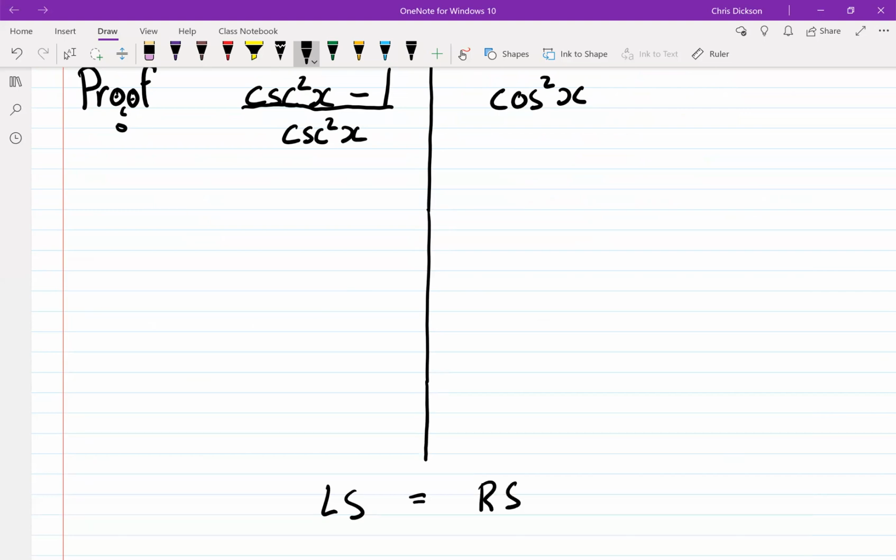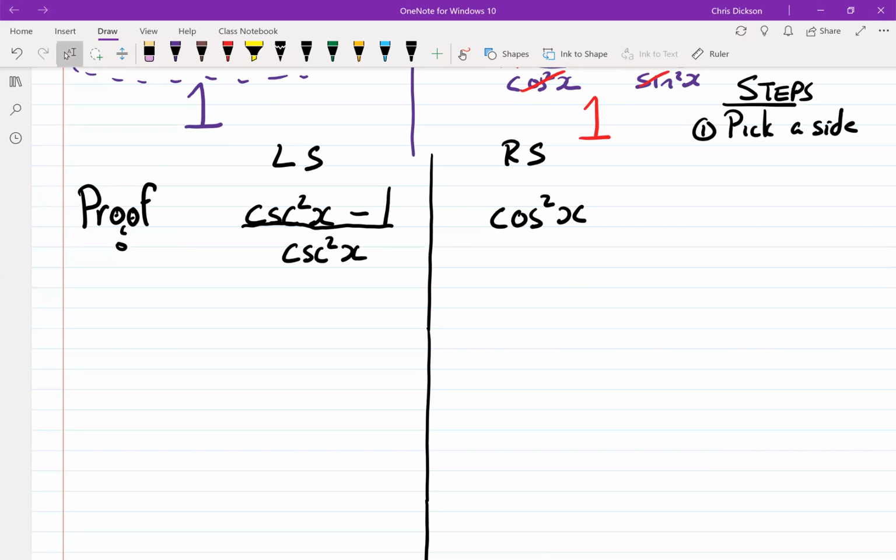So what I'm trying to do is take the left side and make it look like cos squared x, or take the right side and make it look like cosecant squared x minus 1 all over cosecant squared x. And at university, that's kind of what you have to do if you're going into these kinds of courses. You can only work with one side. But in Math 12, we allow you to work with both sides if you want to. As long as one side now looks like the other side, you could stop. That means you've proved the proof.